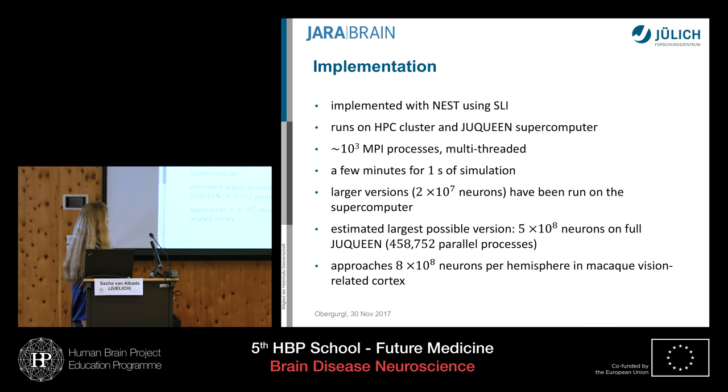We have run larger versions, but those are not really manageable to do science with because the turnover rate is low, and they also use up a lot of energy. The largest possible version that we estimated is about 500 million neurons, so half a billion on the full JUQUEEN, and that's close to, but not quite, the total number of neurons in one hemisphere of macaque vision-related cortex.